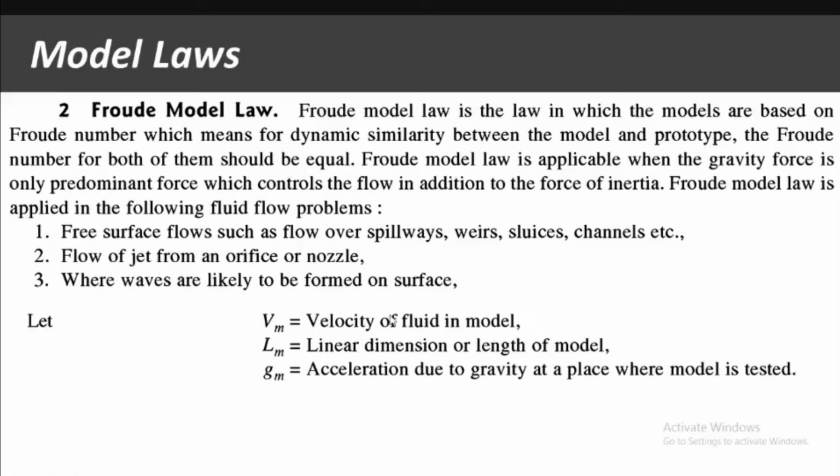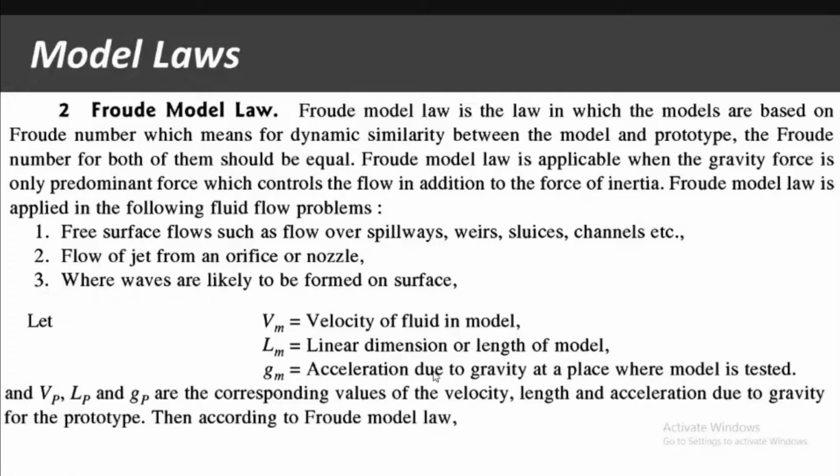Let Vm be the velocity of fluid in the model, Lm the linear dimension of the model, and Gm the acceleration due to gravity in the model where the model is tested. Similarly Vp, Lp and Gp are the corresponding velocity, length and acceleration due to gravity for the prototype. As per the Froude law, the Froude number for model equals that for prototype. Therefore Vm upon under root of Gm Lm equals Vp upon under root of Gp Lp. Now we divide Vm by Vp on the left, and on the right, under root of Gm Lp divided by Gm Lm.